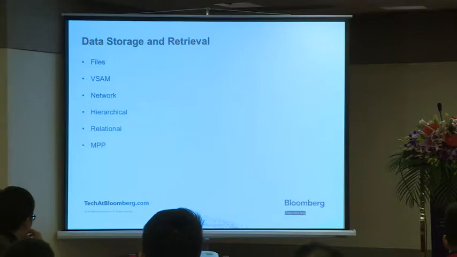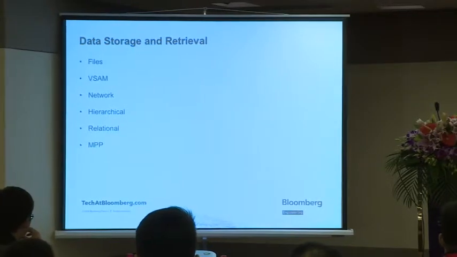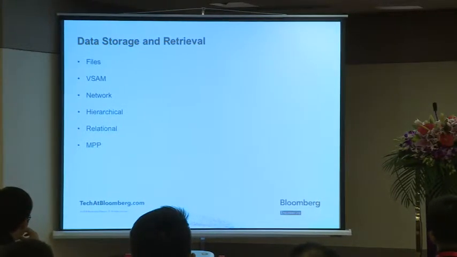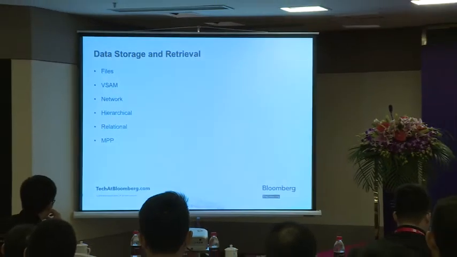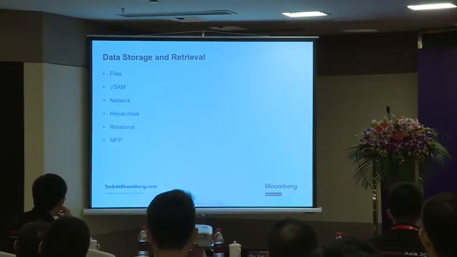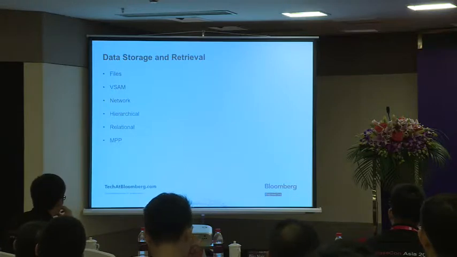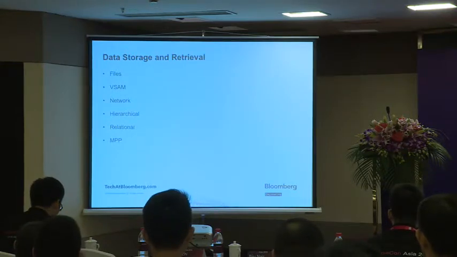So there are a lot of different ways you can do data storage and retrieval. I'm pretty sure some of these you might have seen, and some of these I have used in my career. So you can build that data storage with pure file system, or then there was abstraction built on file systems like VSAM, and there were network-based databases, hierarchical databases, relational databases, MPPs, and whatnot, right?